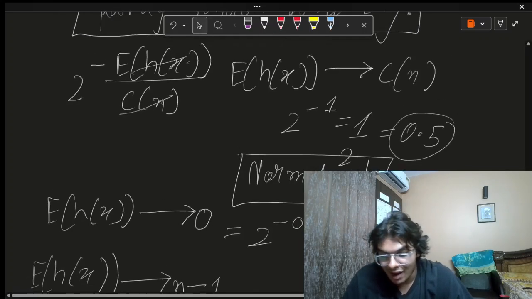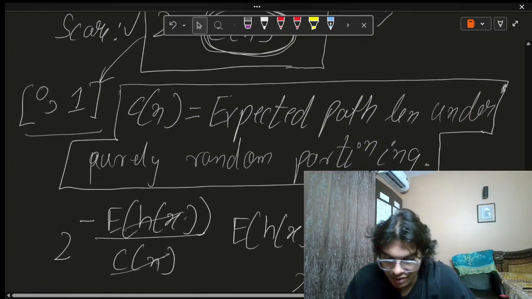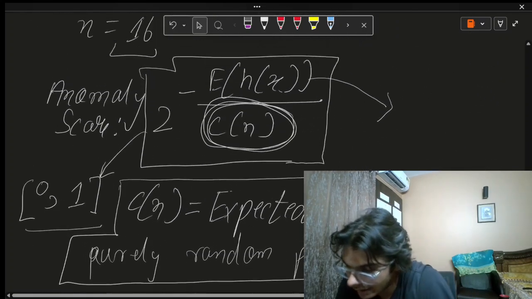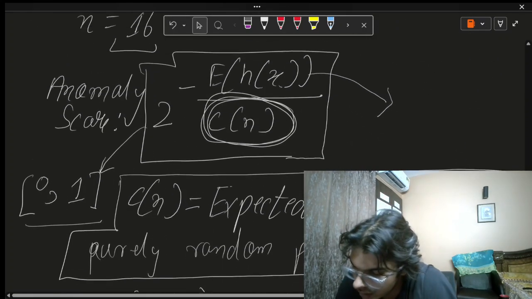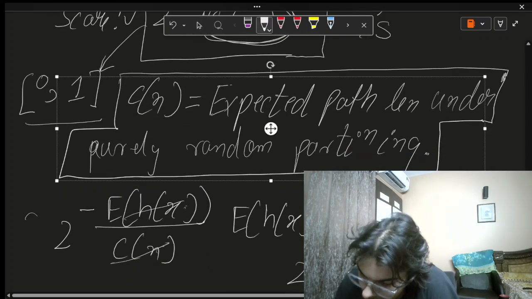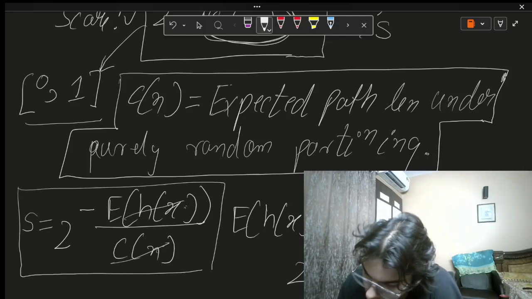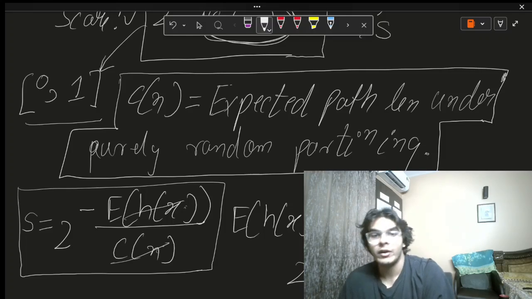Now, we have the last thing remaining, which is where did this c(n) come from? So first of all, a quick revision. This anomaly score is represented as S. So you can write it as S is equal to this value. Okay, S is the symbol used to represent it. This is how it's written. This is the formula for anomaly score.